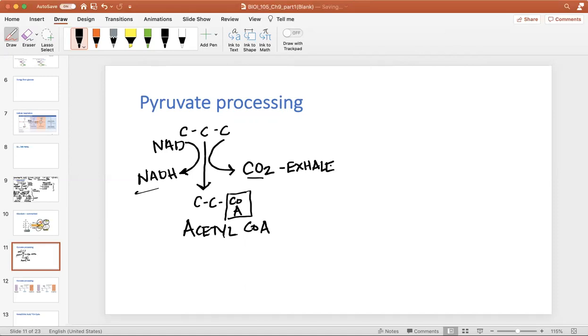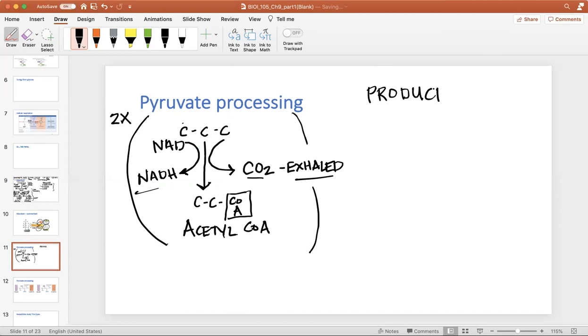Okay, this is a waste product. And you're just going to breathe that out of your lungs. Now remember that for every molecule of glucose, we have 2 molecules of pyruvate. So this process happens 2 times, right? This one and then one more time.